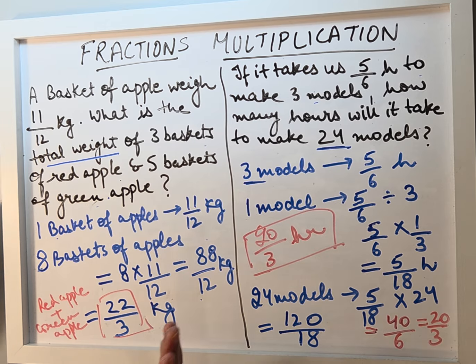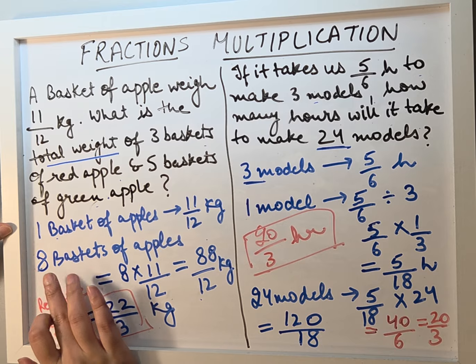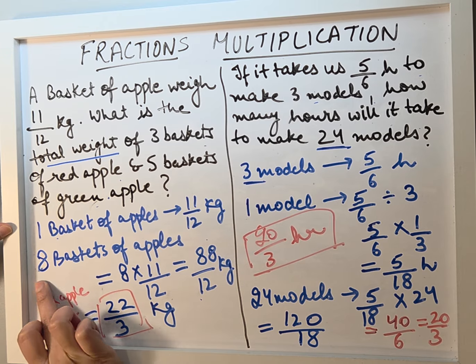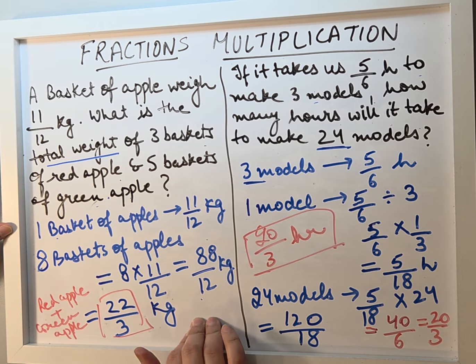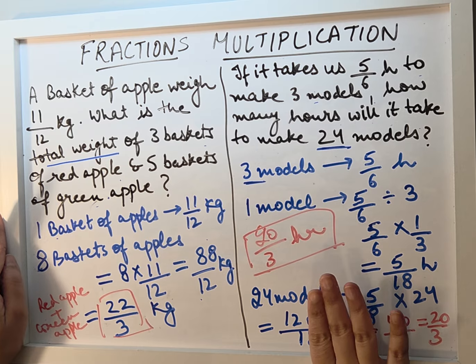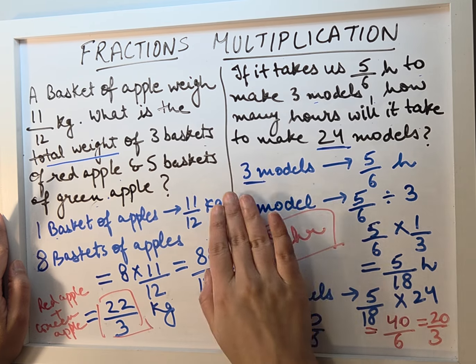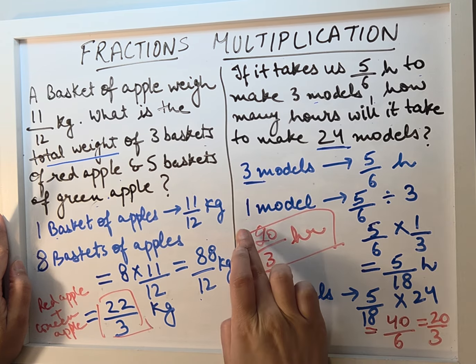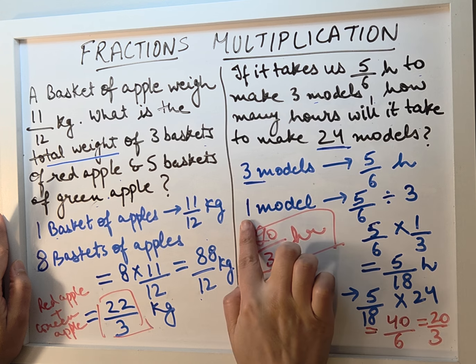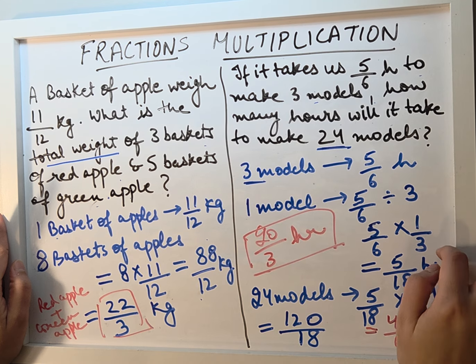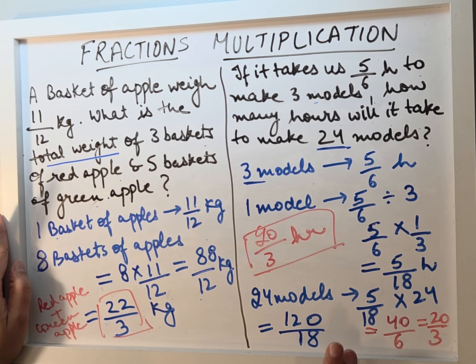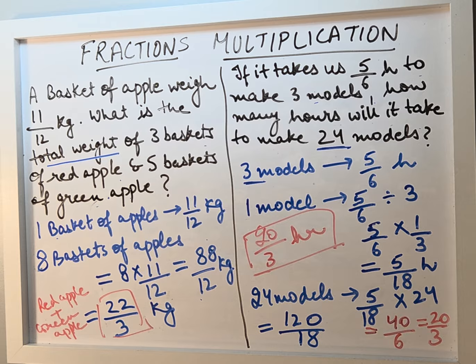Okay, so you see, in the first one we were given additional things to confuse us, but it was a simple multiplication problem. Weight of 1 is given and we have to find the weight of 8. But here we've not been given the hours of one model making. We've been given 3. So with that, we try to find how much time does it take to make one model. Okay, and then it becomes a simple multiplication into 24. Okay, so we get 20 by 3.